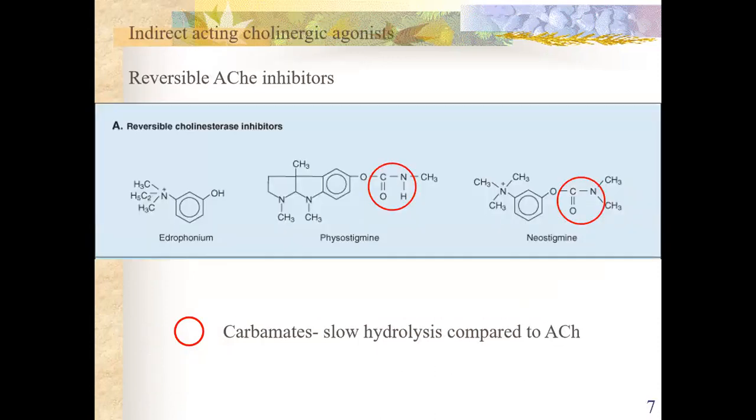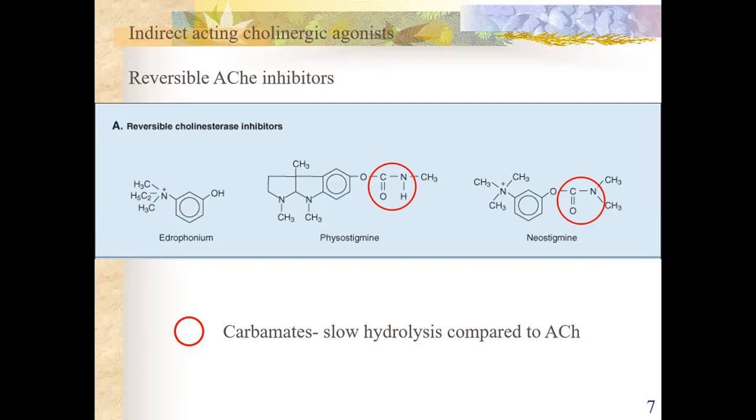So when you talk about indirect acting cholinergic agonists like reversible acetylcholinesterase inhibitors like edrophonium, physostigmine, and neostigmine, they are the carbamates which have slow hydrolysis compared to acetylcholine. So when you talk about the pharmacological actions of these anticholinesterase compounds, the actions are similar to that of cholinergic stimulation, as they cause accumulation of acetylcholine.